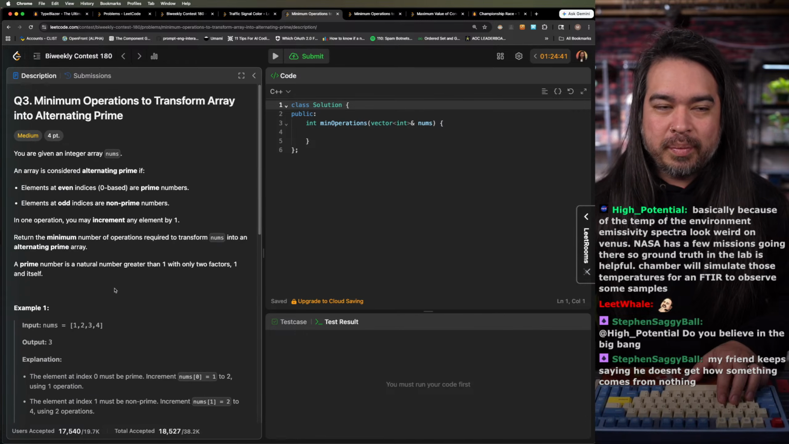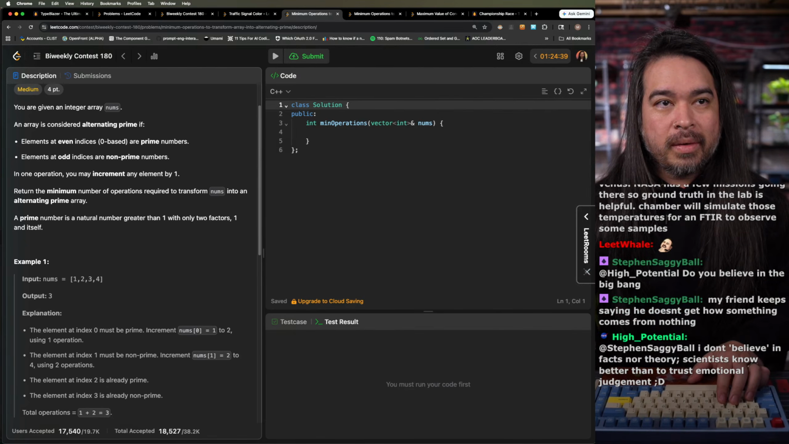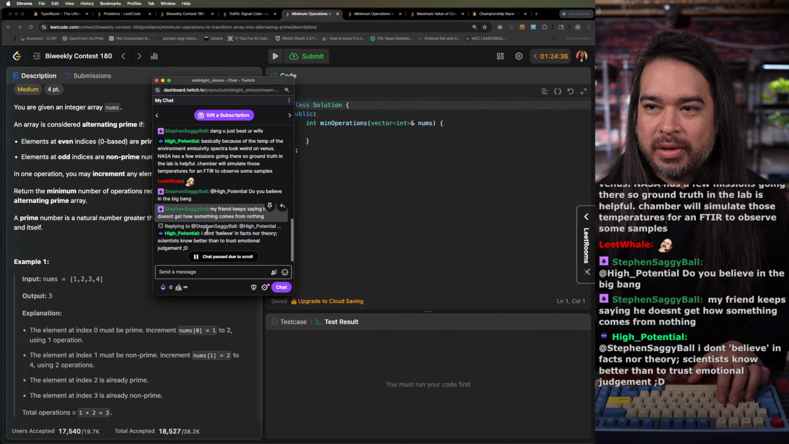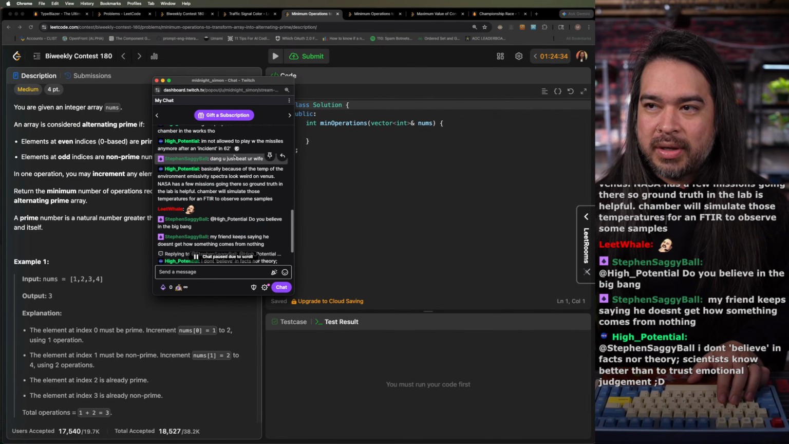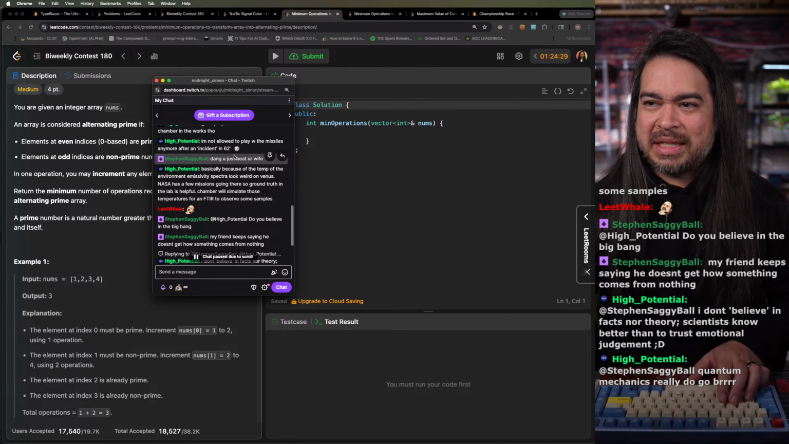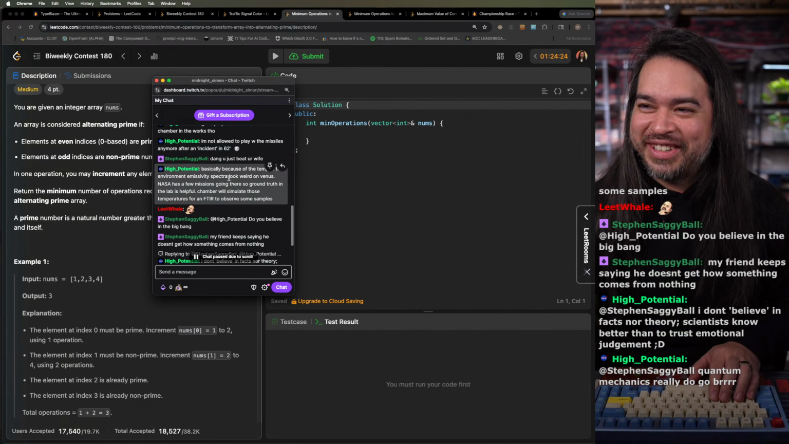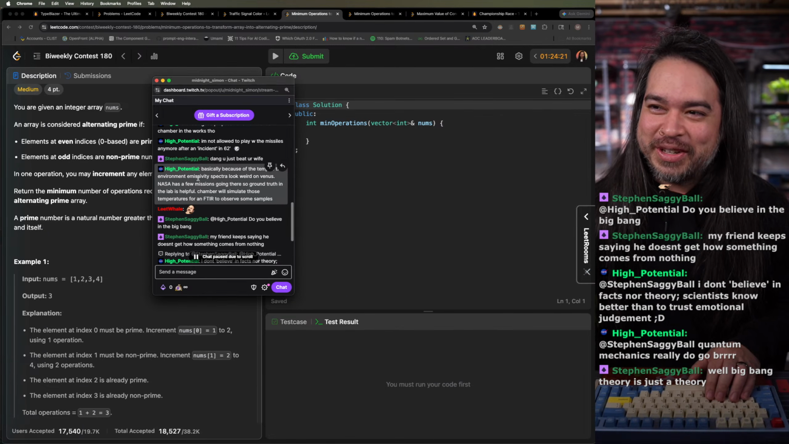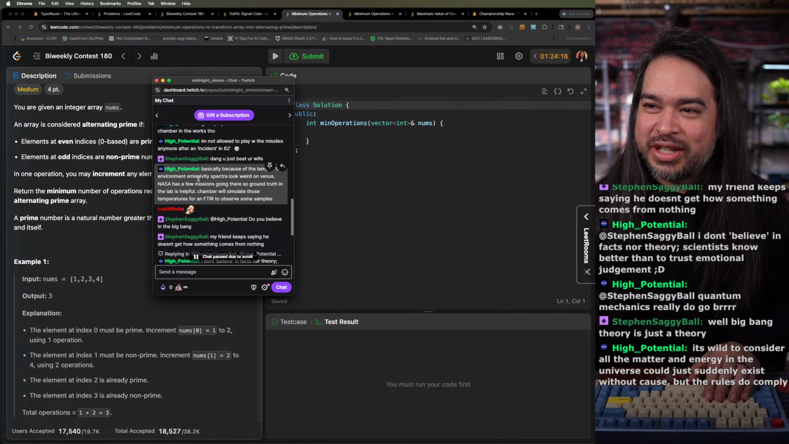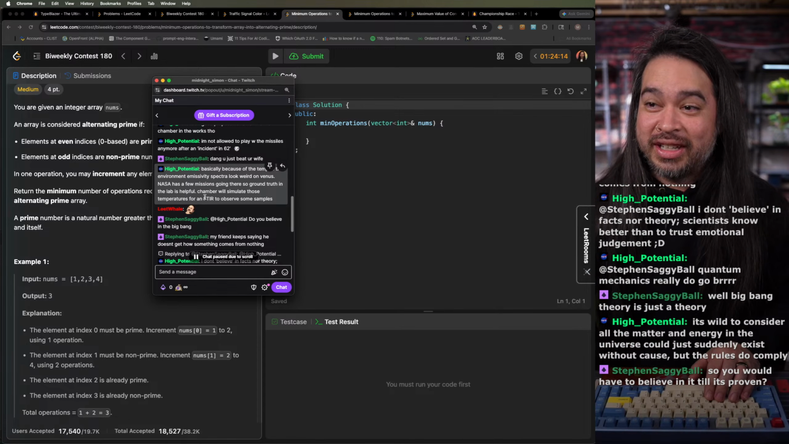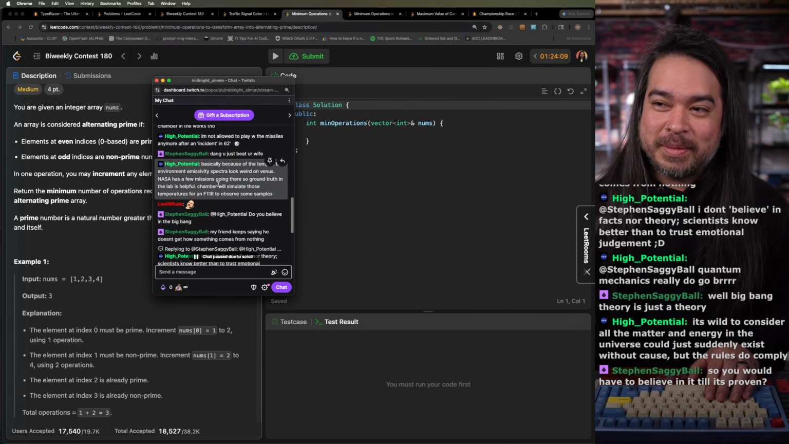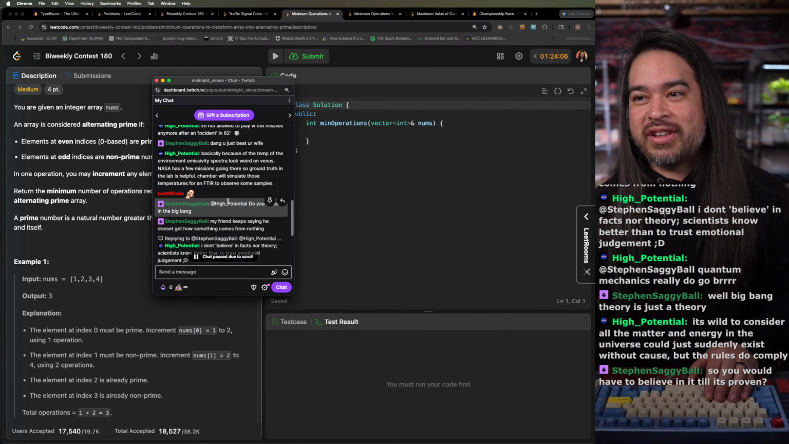Wait, what? Hold on. What are y'all talking about, man? Basically, because of the temperature of the environment, emissivity spectra look weird on Venus. NASA has a few missions going there, so ground truth in the lab is helpful. The chamber will simulate those temperatures for an FTIR to observe some samples. Sounds like some sci-fi channel stuff, man.